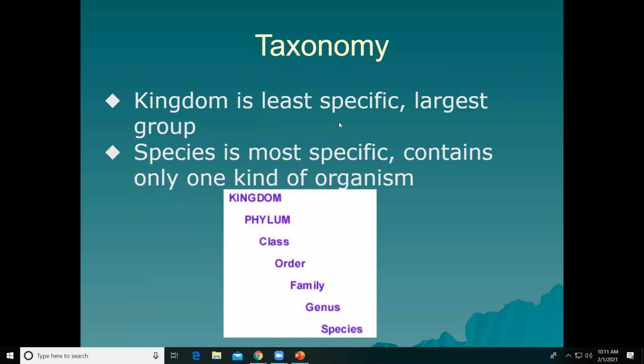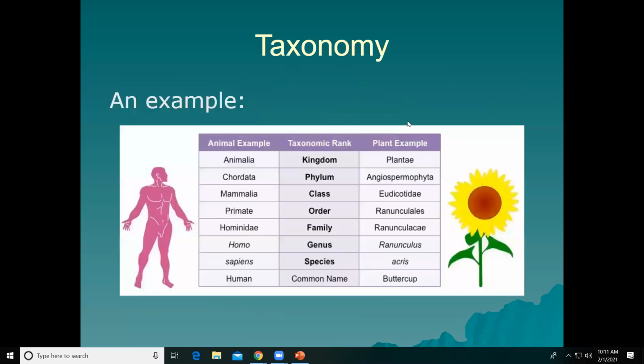Like I said, the kingdom is the largest group, and the species is the most specific, containing only one type of organism. Here's an example looking at humans as well as a plant. For the kingdom, we are part of the Animalia kingdom. So we're in the same kingdom as cats and dogs, the same kingdom as sharks, the same kingdom as elephants. Basically, any animal is part of that Animalia kingdom.